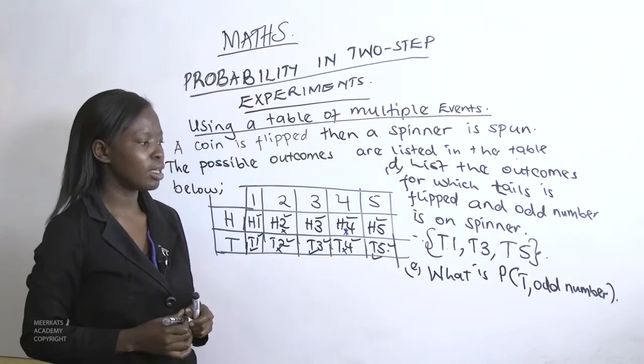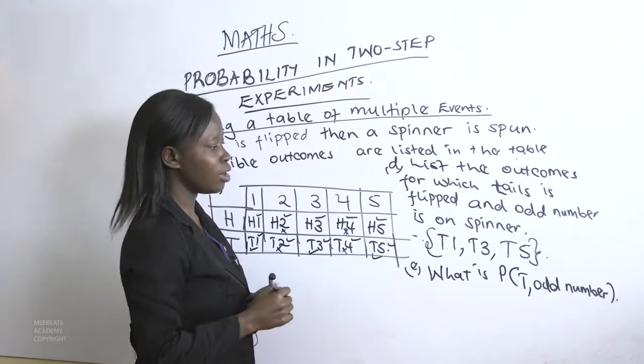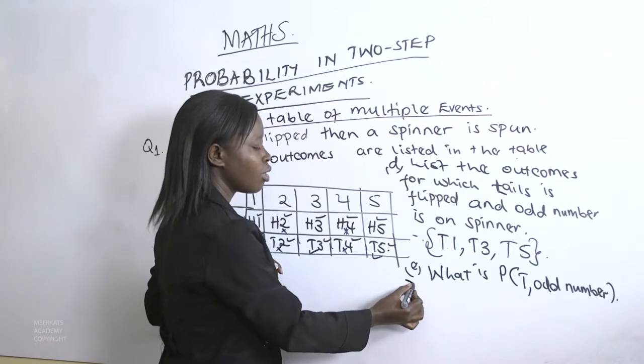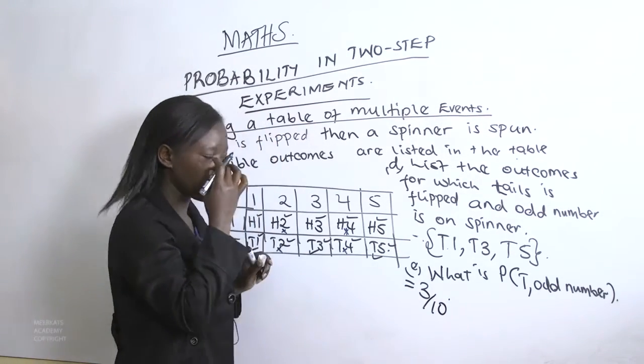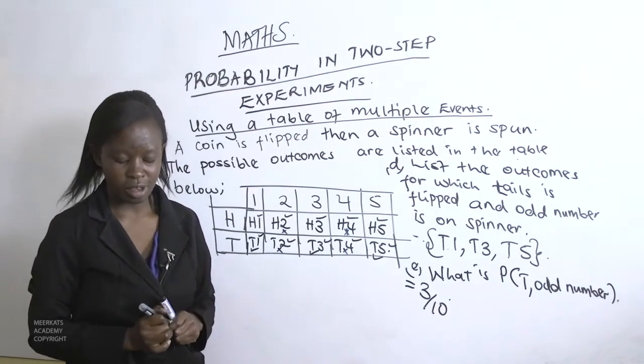So the probability of tail and odd number will be obtained by, we have 3 possible outcomes out of 10. So this will simply be obtained by 3/10. The fraction is already in its simplest form, so no need to simplify it further.